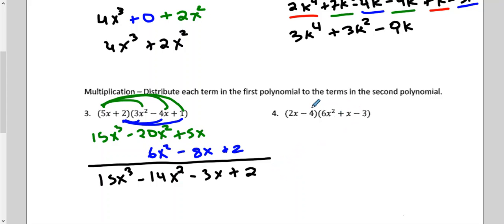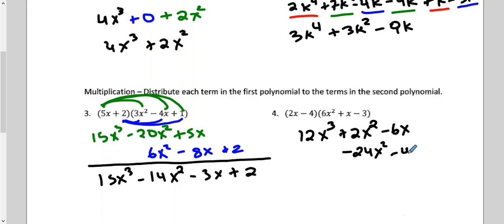Let's try another one. So you have 2x times 6x squared. So 2 times 6 is 12, and then you have x cubed. 2x times x is 2x squared. 2x times negative 3, so that's negative 6x. Negative 4 times 6 is negative 24, and then that's x squared. Negative 4 times x is negative 4x. Negative 4 times negative 3 is positive 12.